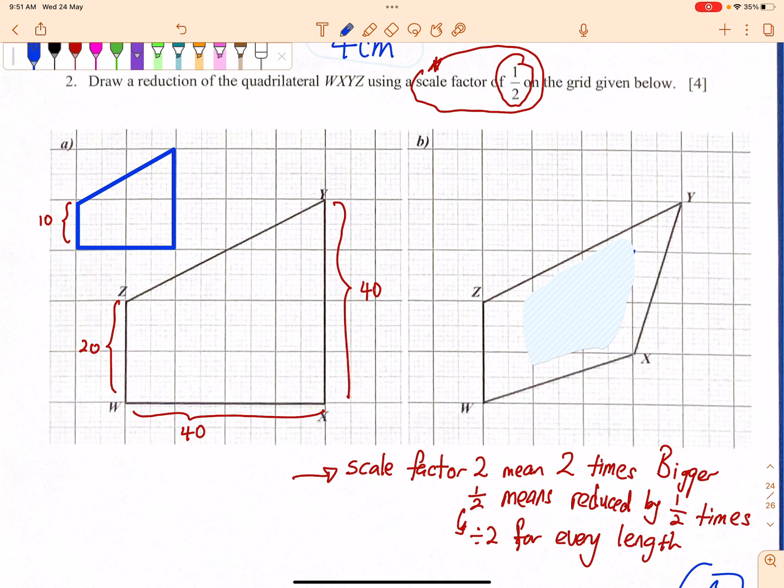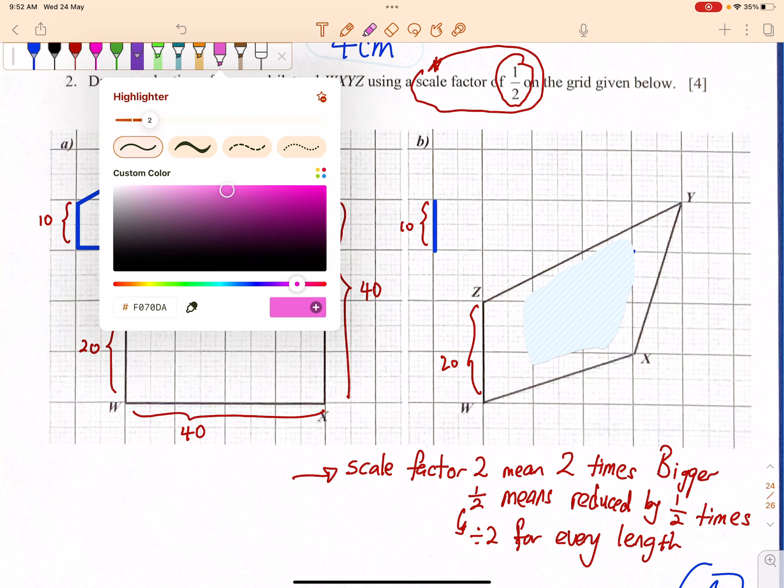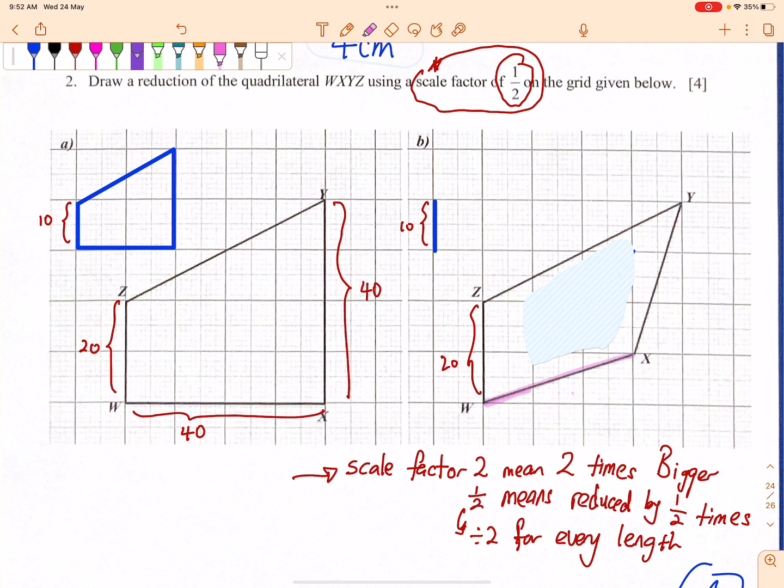Now next one, let's see the height here. The height here is 20 squares. So which means I will start with 10 squares, right? Because I need to divide by 2. So 10 squares. But the next 3 lengths all are slope lines, right? So let us look at the first one. Let us focus our attention on WX, right? Now let's look at WX.